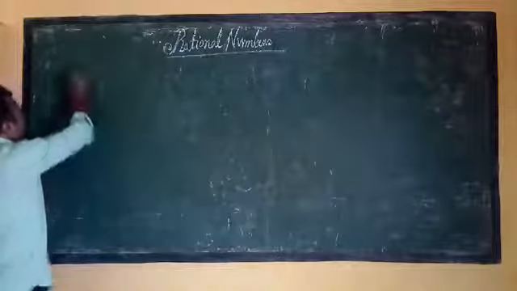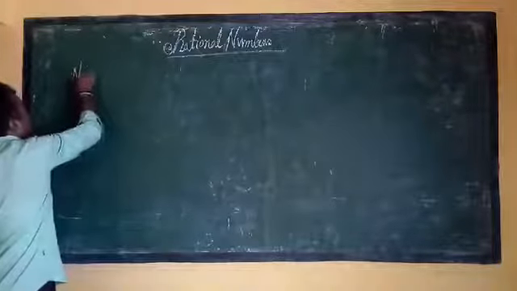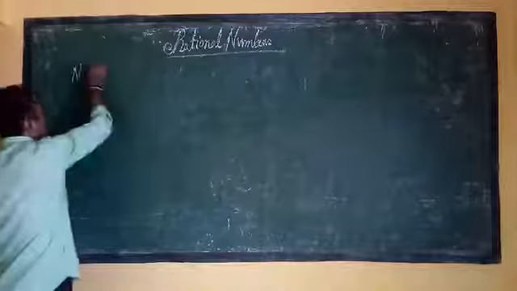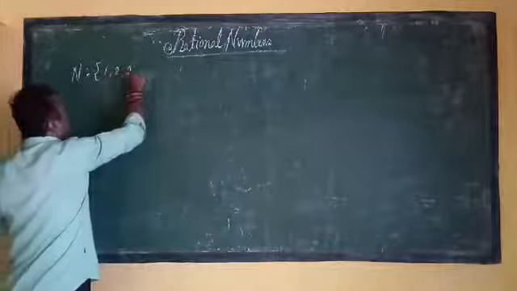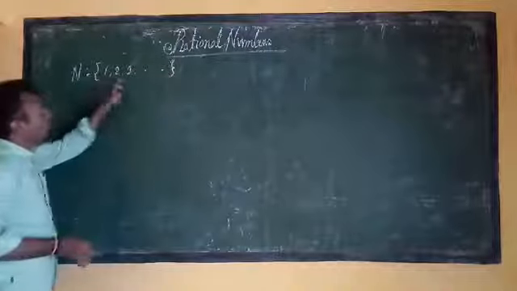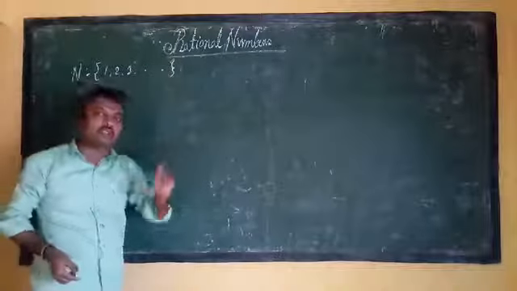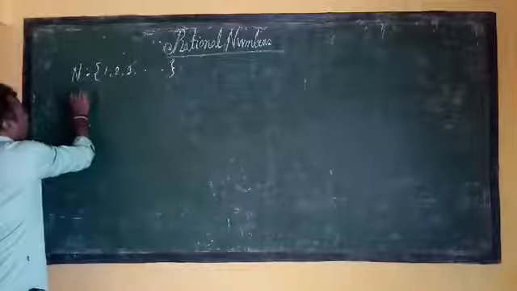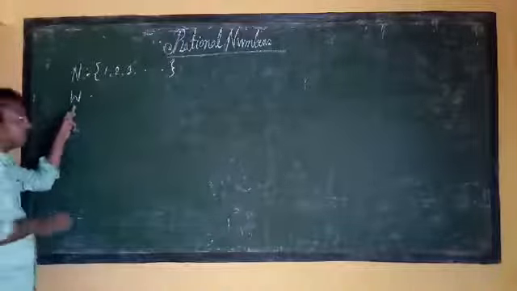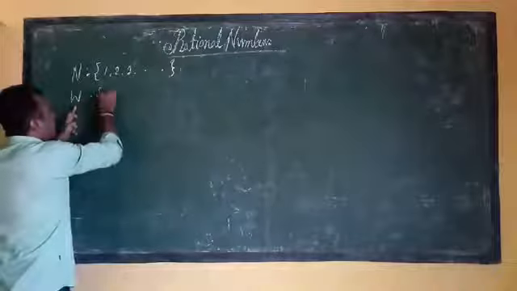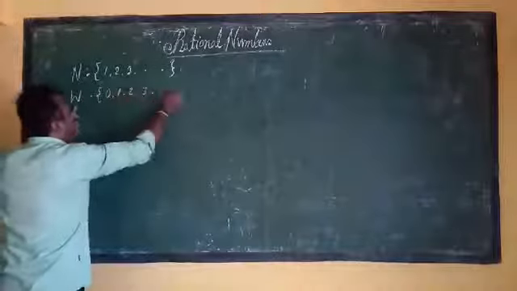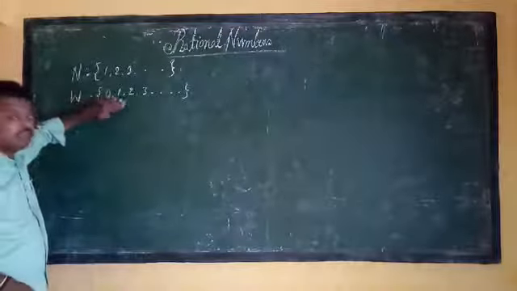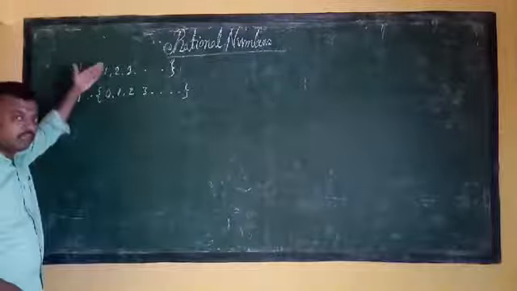So students, first of all I will take the natural numbers. Natural numbers are represented by the letter N. Natural numbers means the counting numbers: 1, 2, 3, 4, etc., up to infinity. That is why they are called natural numbers. Then whole numbers, represented by the letter W. Natural numbers along with 0 are called whole numbers. So every natural number is a whole number, but every whole number is not a natural number, except 0.